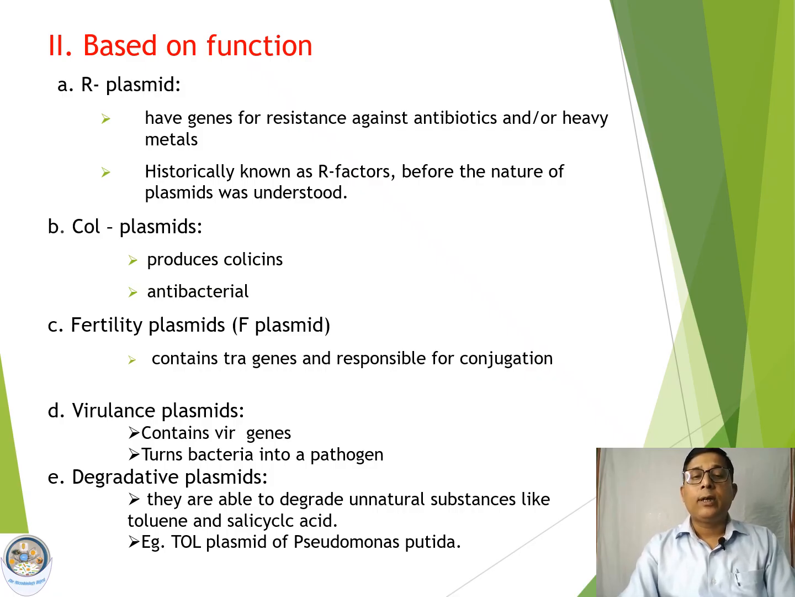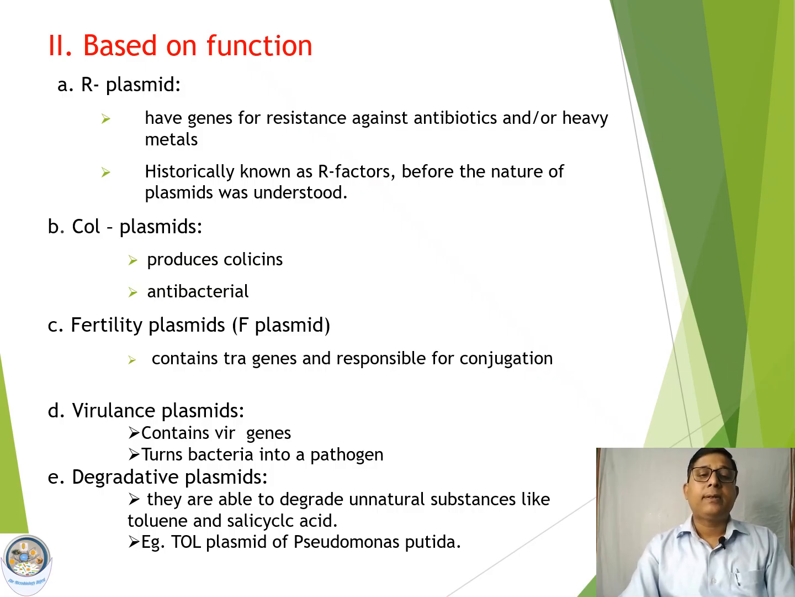The fourth plasmid is the virulence plasmid. These plasmids contain a specific gene, the vir gene, VIR. Because of the presence of the virulence plasmid, a bacterium can be converted to a pathogen, or it confers the ability to a bacterium to cause disease.